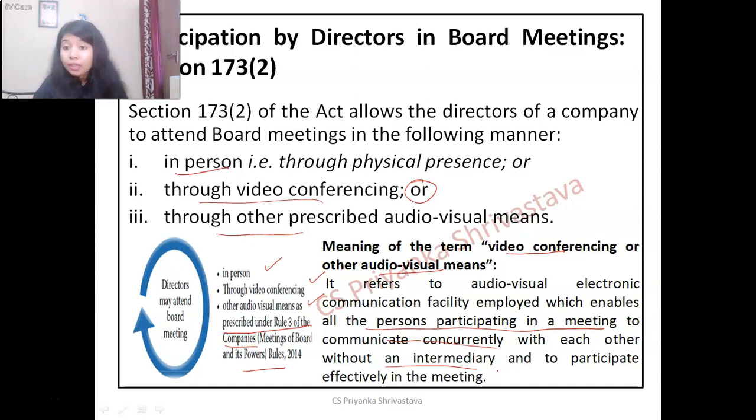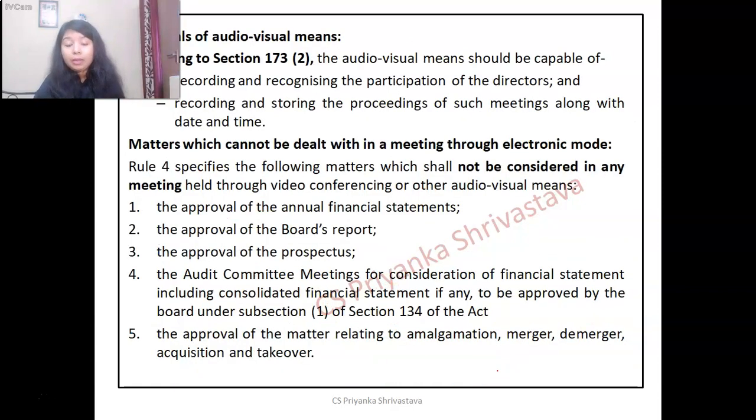Suppose I am communicating with you directly. There is no medium by which we are talking. But when you ask any query, you have to go through a third party to reach me. So in that case, there is an intermediary between us. So in this case, there is no intermediary. We can communicate directly like I am teaching you right now. Okay. And to participate effectively in the meeting. So everyone can participate in the meeting effectively.